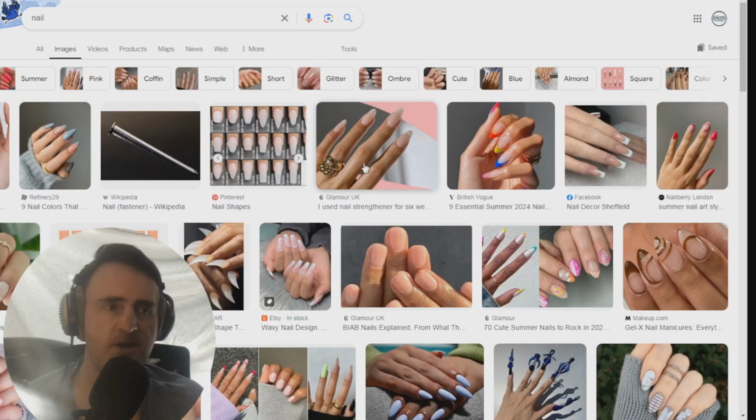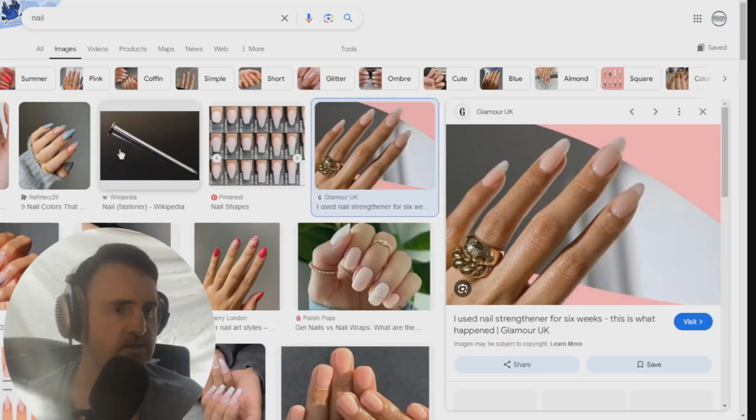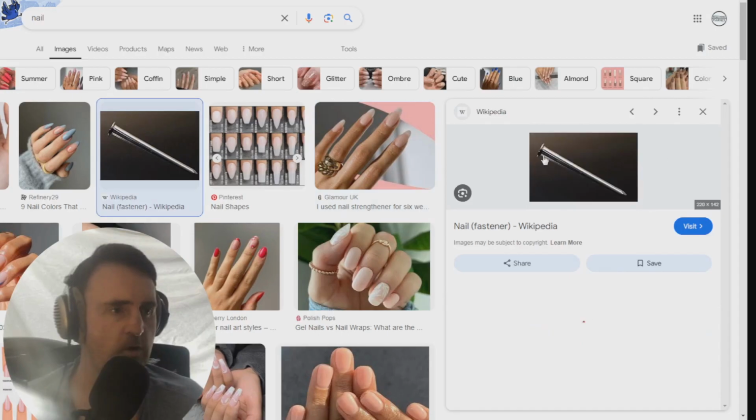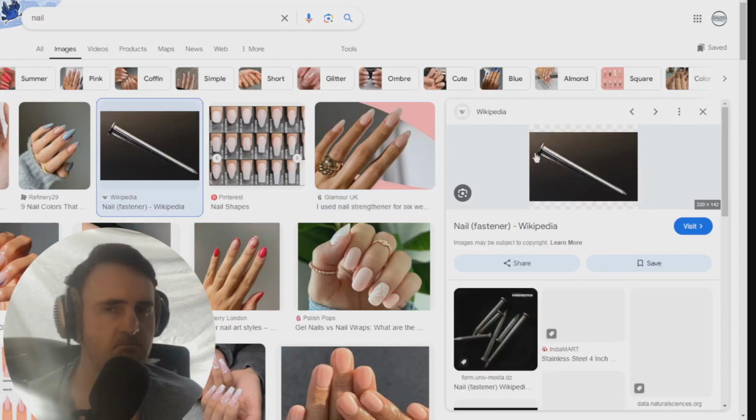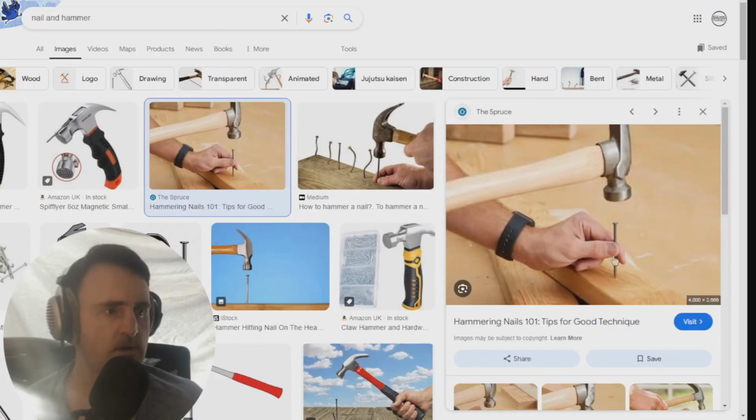Then we have nail. So you can have fingernails like this, or a nail you would hammer in. So this here in his hand is a nail. He's going to hit it with a hammer.